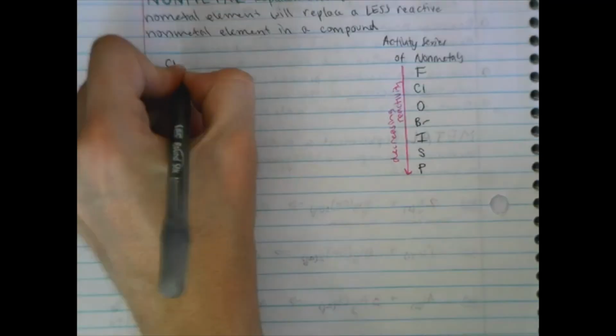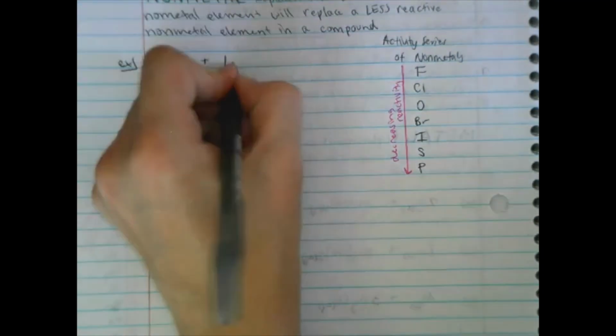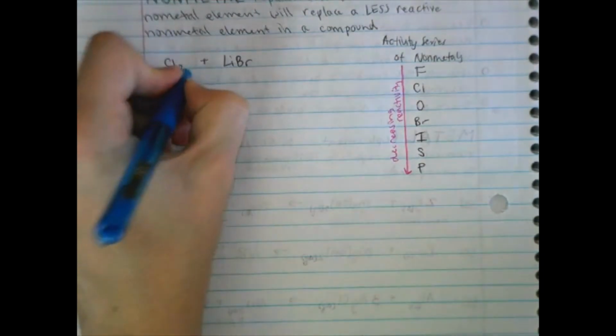And that's pretty much it. Otherwise, it works exactly the same. You just have to realize whether you're doing a metal replacement or a non-metal replacement. So let's say that we've got chlorine gas, so chlorine's right here, and it gets bubbled through a solution of lithium bromide. Okay, ionic compound, we're going to assume that it's aqueous.